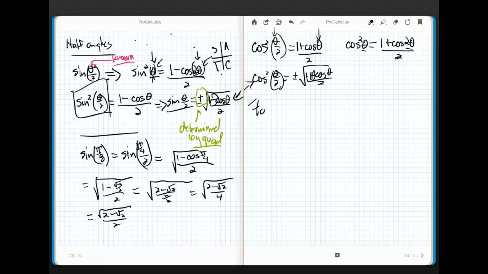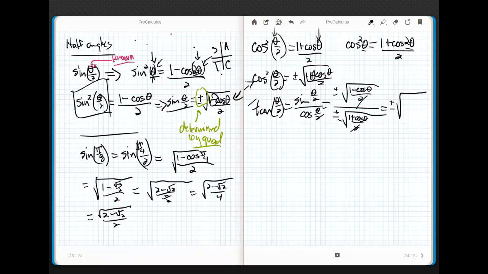That said, watch how easy tan of theta halves is. Well, tan of theta halves is sine of theta halves over cos of theta halves, right? And then I just plug and chug. I end up with plus or minus the square root of 1 minus cos theta over 2, over plus or minus the square root of 1 plus cos theta over 2. I can split everything up into square roots. These square roots of 2 end up canceling out, and I end up with plus or minus the square root of 1 minus cos theta over 1 plus cos theta. All right, and that plus and minus is determined by the quadrant.